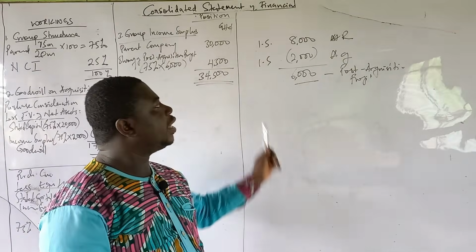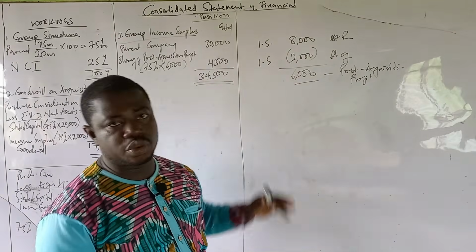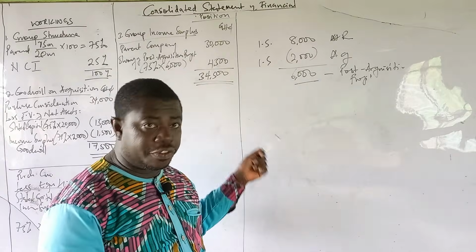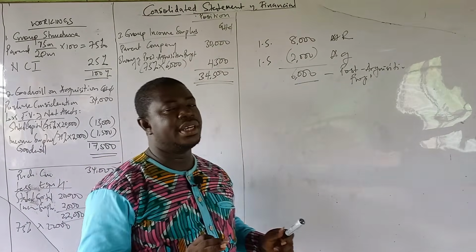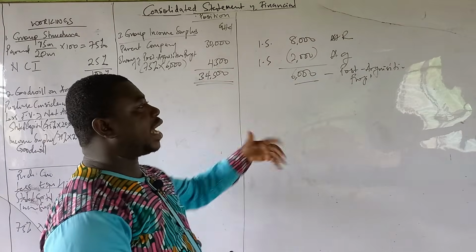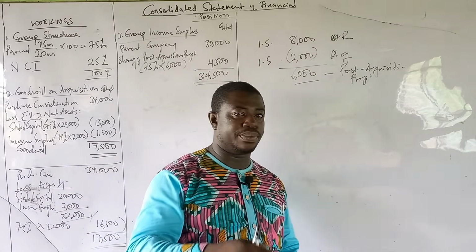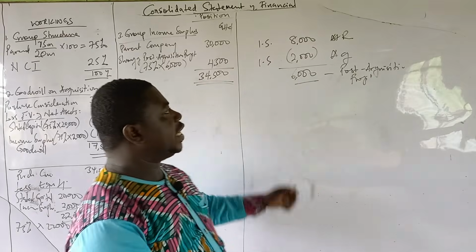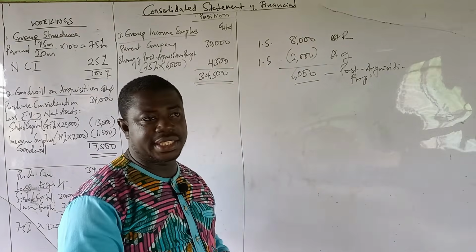But for now, let us assume that it's just the difference between these two, and that most of the time it is the difference between the two, except something triggers a change, which I'm going to show you. That is, other items of equity might also go up, because here it's only profit that is going up by 6,000.